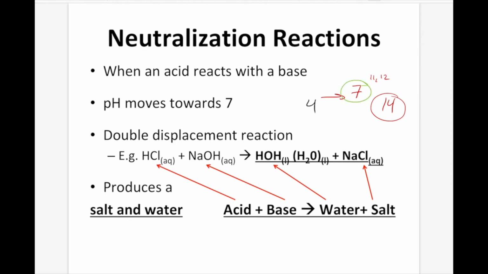These reactions are double displacement. So you can see in this example here, we have our HCl plus our NaOH is going to give us HOH, which is H2O, plus NaCl. What you actually have is your acid and your base, and what you get is water and salt. And that's what we form every single time we do a neutralization reaction. We're always going to get this salt and water.